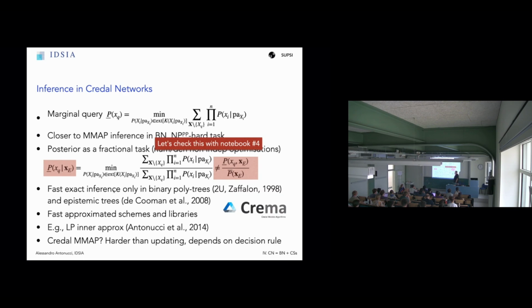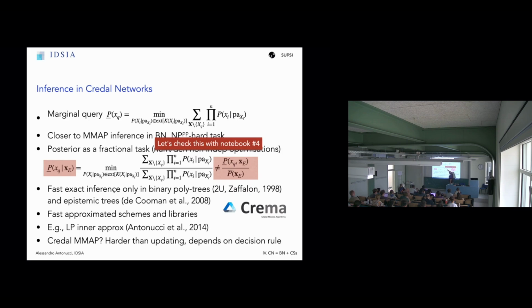And let me say that this implements exact inference, but exact inference is something you can do, as you can imagine, only for very small networks. And there are good approximate schemes. Not surprisingly, there are exact schemes for special models, like binary networks with a simple topology, or trees with epistemic irrelevance, no matter whether the variables are binary or not, and there are approximate schemes.